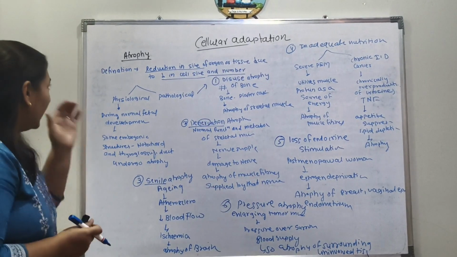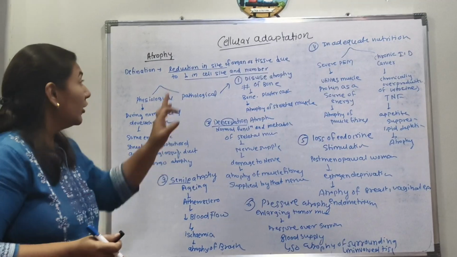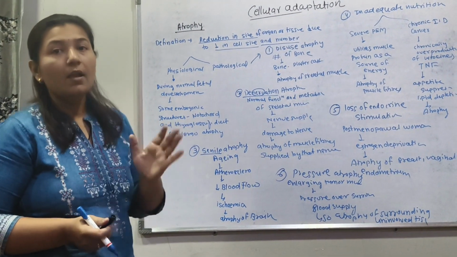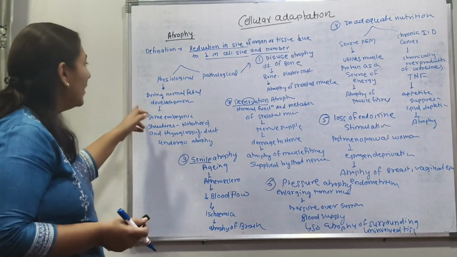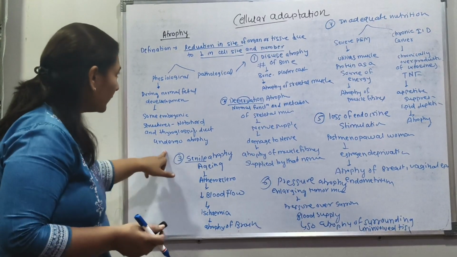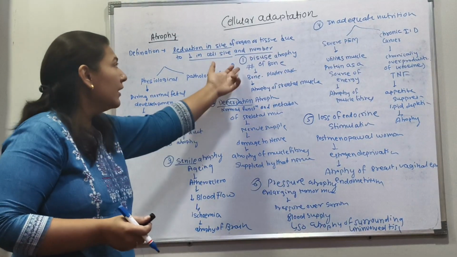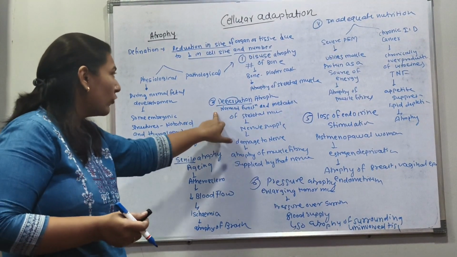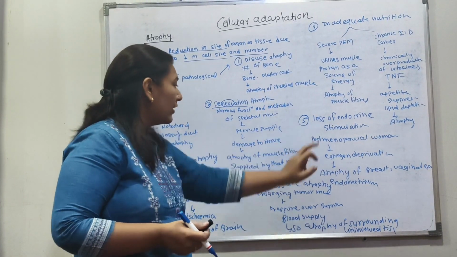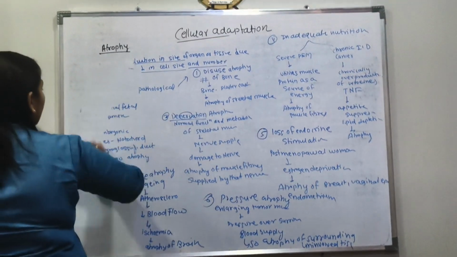Once again, I revise. Atrophy means reduction in the size of the organ and tissue due to decrease in cell size and number. Physiological atrophy: during normal fetal development, some embryonic structures such as the notochord and thyroglossal duct undergo atrophy. And pathological atrophy has several causes: disuse atrophy, denervation atrophy due to loss of nerve supply, senile atrophy due to the aging process, inadequate nutrition, loss of endocrine stimulation, and pressure atrophy. Then coming to the actual mechanism of atrophy.